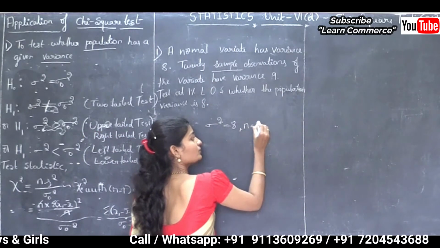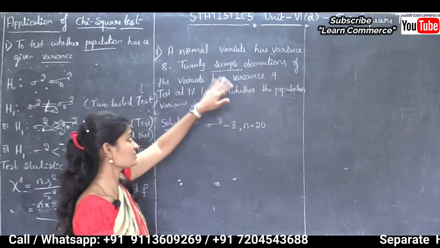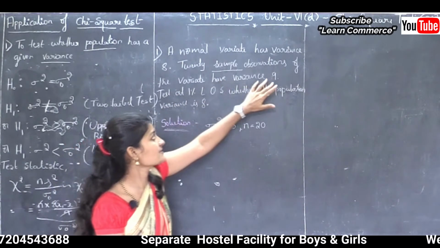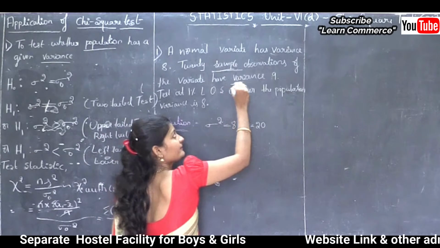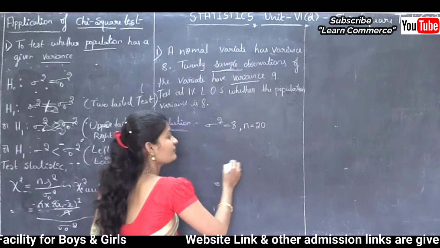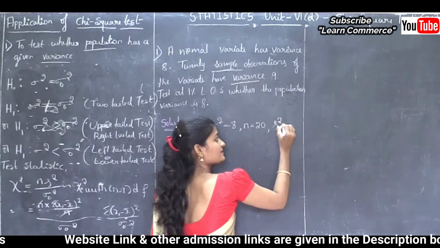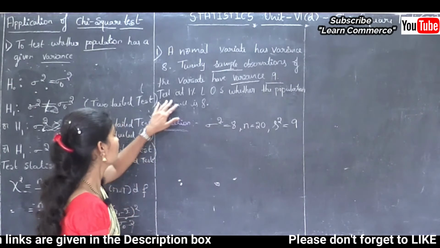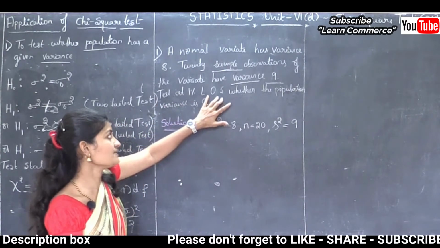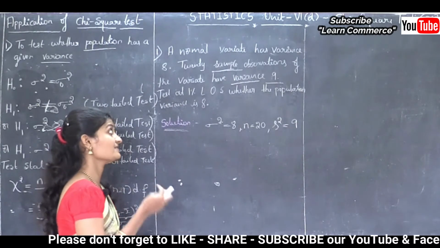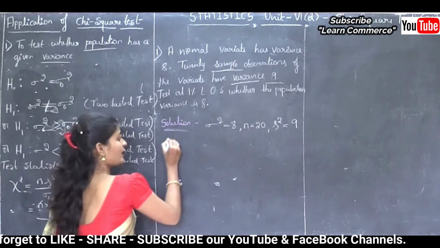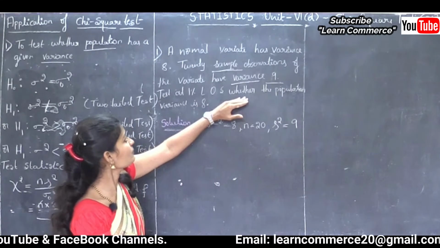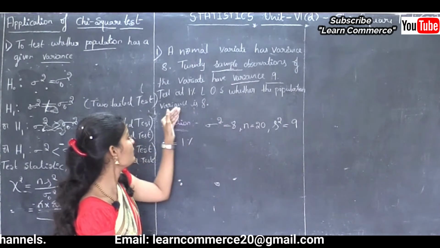That is n is equal to 20. So sample observation is sample size. So 20 sample observations of the variate have variance 9. So the sample variance is 9. The sample variance is denoted by small letter s square, and the value is 9. So s square is equal to 9. Then test at 1% level of significance. Here the level of significance is denoted by alpha, and the value is 1%. So what are we going to test here? Test at 1% level of significance whether the population variance is 8.